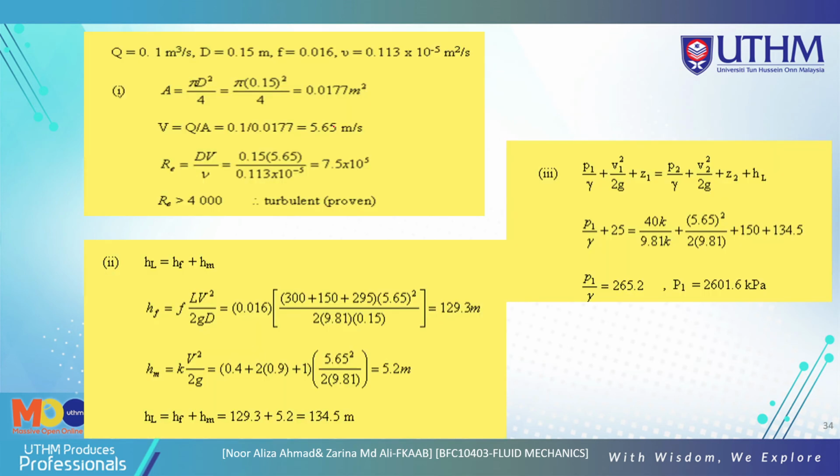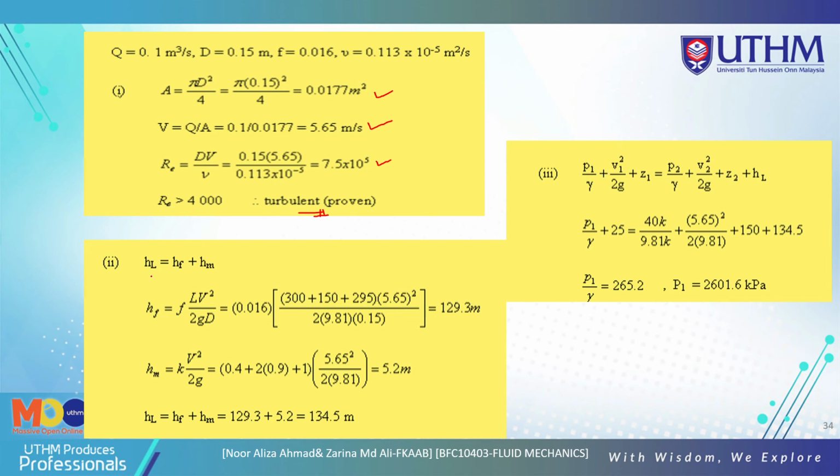Now we look at the solution. We have Q, D, f, and kinematic viscosity. First you must find the area, using the pipe diameter. Then you find the velocity. After you get the velocity, you must find the Reynolds number. The flow is turbulent, so this is proven for part A.